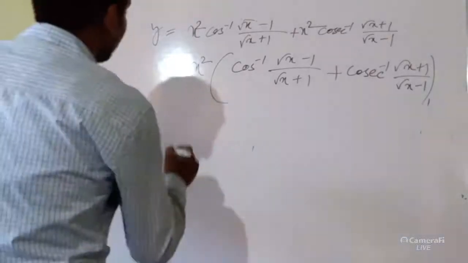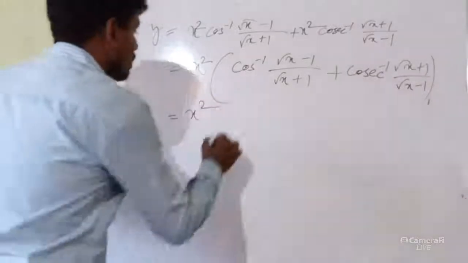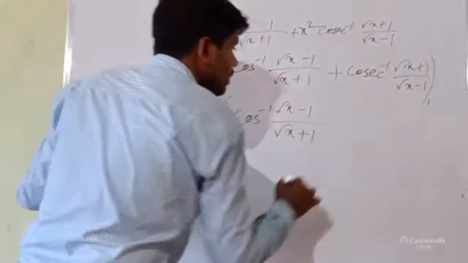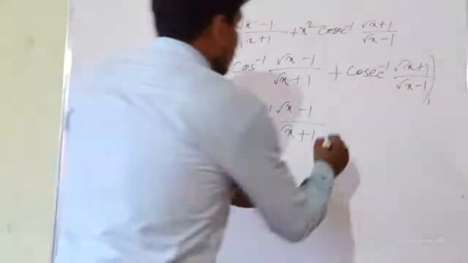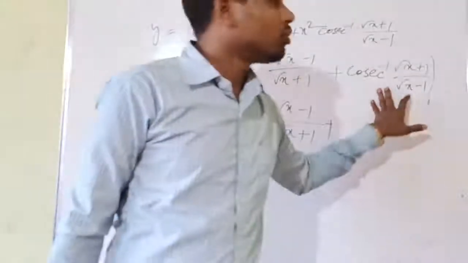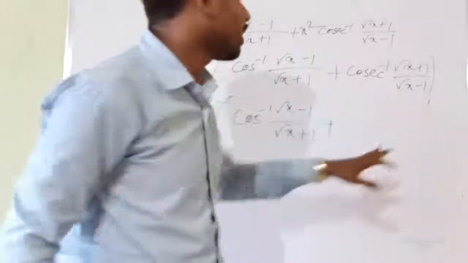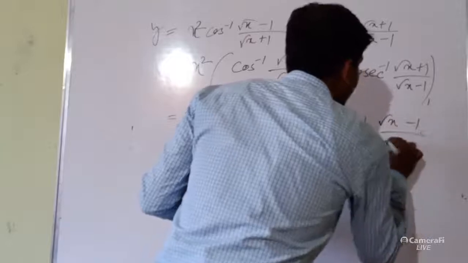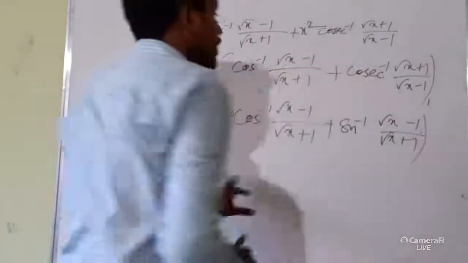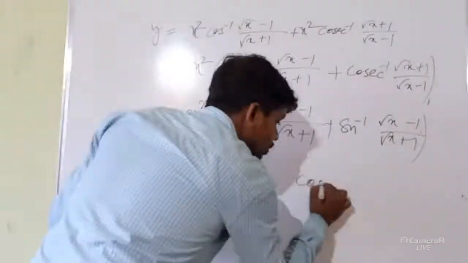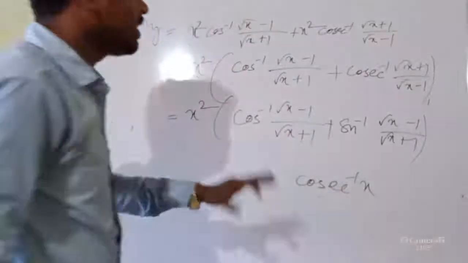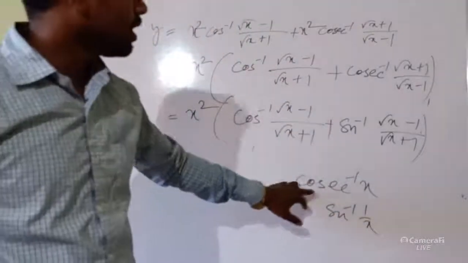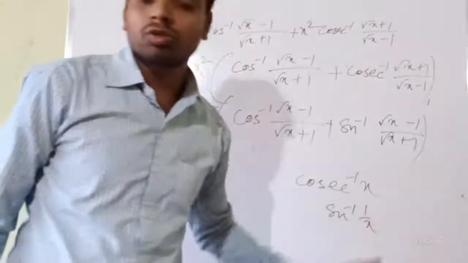Then this becomes x square, here cos inverse root x minus 1 by root x plus 1, and this cosec inverse root x plus 1 by root x minus 1 becomes sine inverse root x minus 1 by root x plus 1. Suppose we have cosec inverse x, this can be written as sine inverse 1 by x.